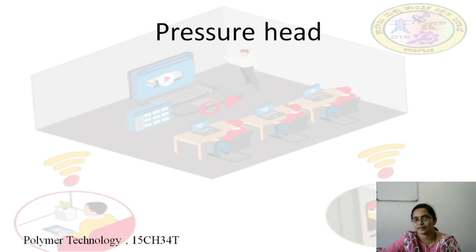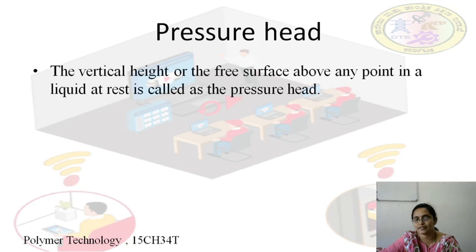What is pressure head? Pressure head is the vertical height above any point in a liquid at rest, measured up to the free surface. If a fluid is in a column, then the total height of the fluid in the column is taken as the pressure head. If a point is in the middle of the container, then the vertical height above that point is taken as the pressure head.